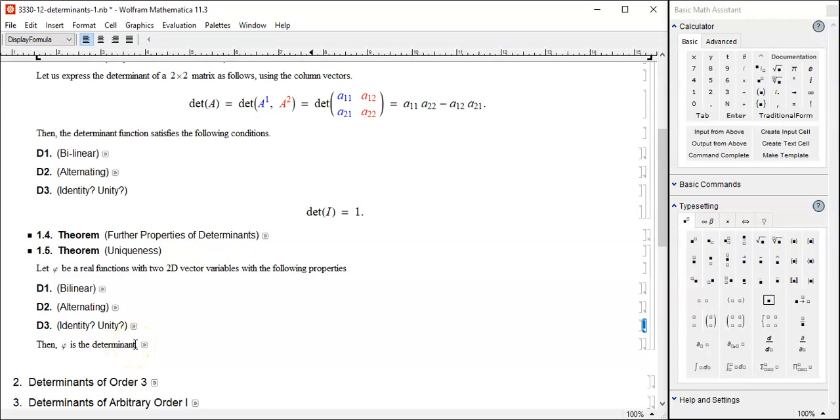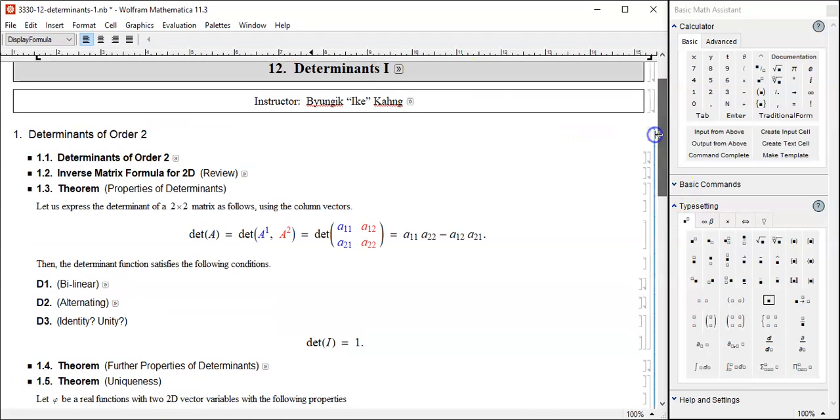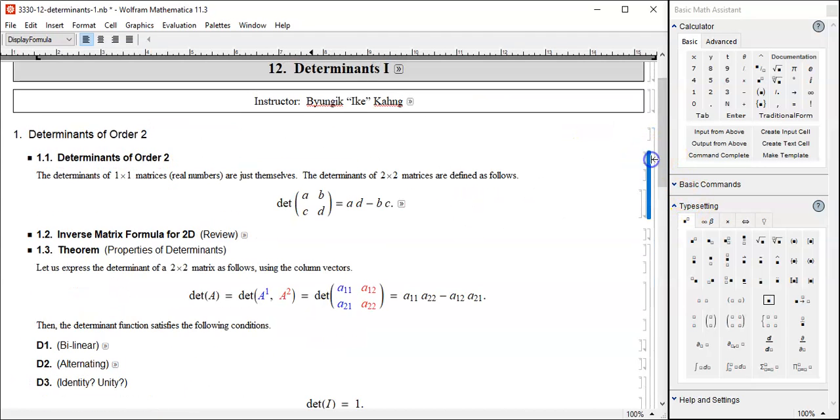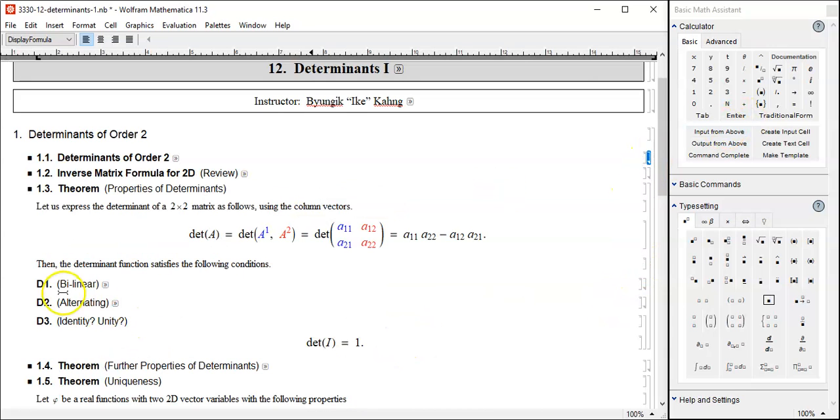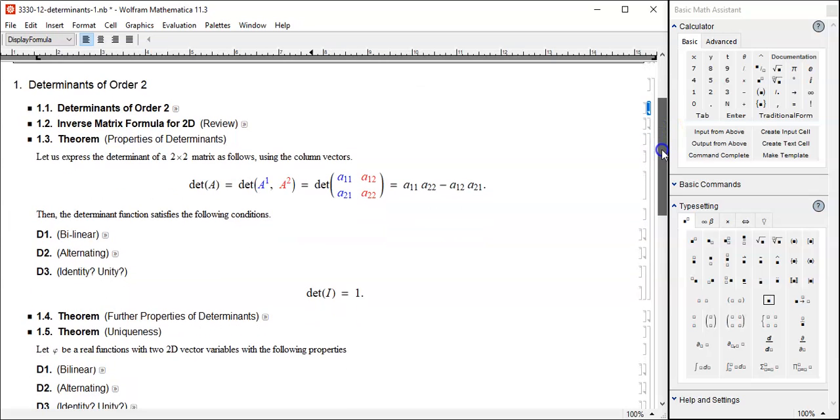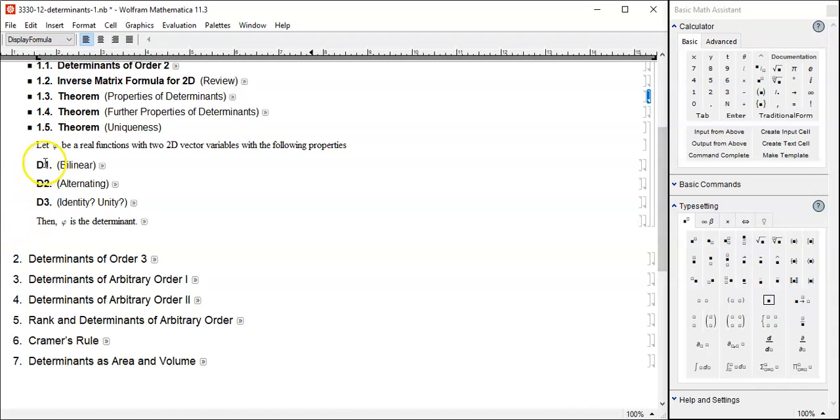That's a striking property because we define the determinant using this formula here, AD minus BC. At least for a 2 by 2 matrix, this was the definition. And these three properties were just properties of determinant that we could prove using some brute force computation. But what this is saying is, if you have a real function with these three properties, it must be determinant and nothing else.